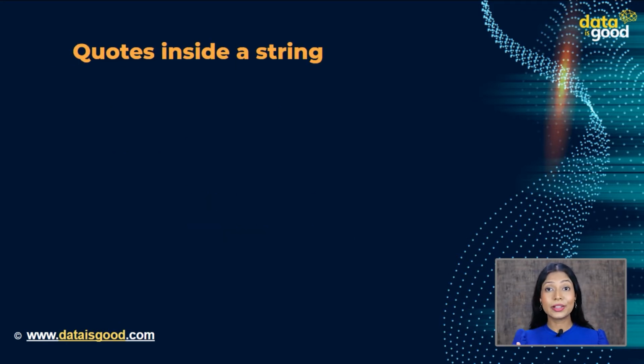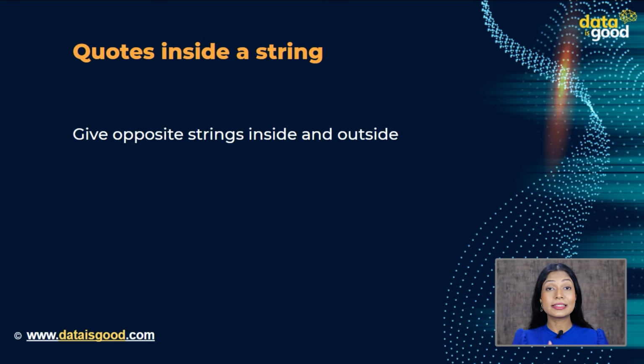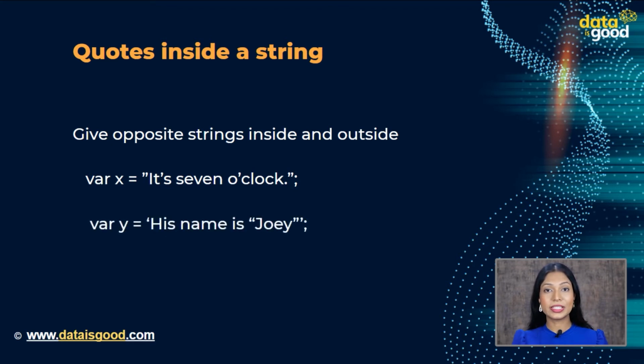Sometimes you want single or double quotes inside a string. Then you just have to check the surrounding quotes of the string and give opposite quotes inside. That means you have to give opposite quotes inside and outside. Let us see an example. Variable x is equal to "it's 7 o'clock". Variable y is equal to 'his name is "Joey"'.